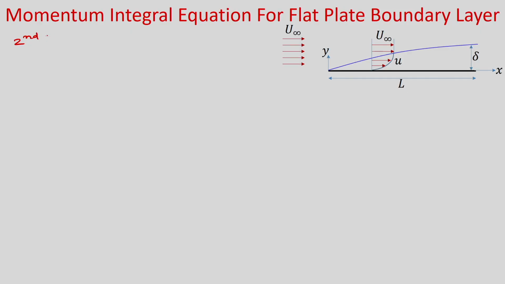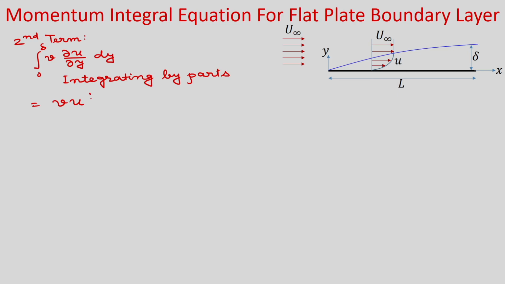So, second term, we have integral 0 to delta v ∂u/∂y dy. Okay. So, we can now use integration by parts. So, what we can write? We can write v u with limits 0 to delta minus integral 0 to delta ∂v/∂y u dy.